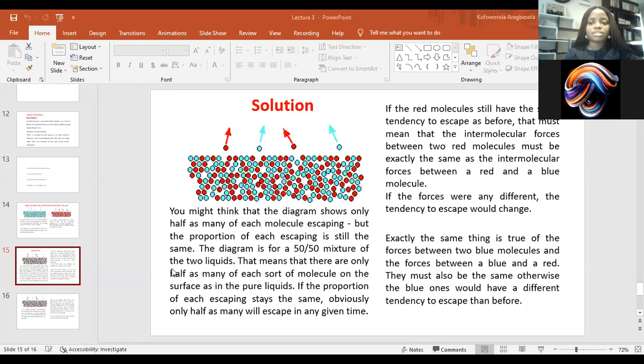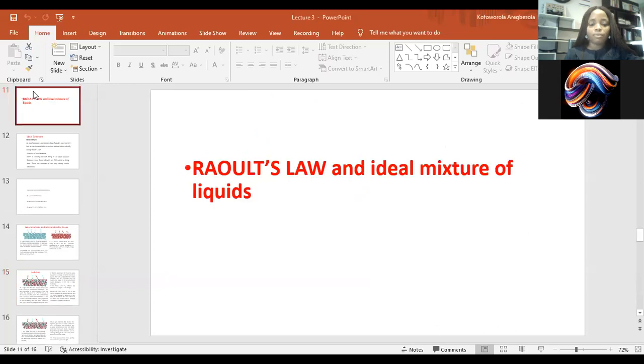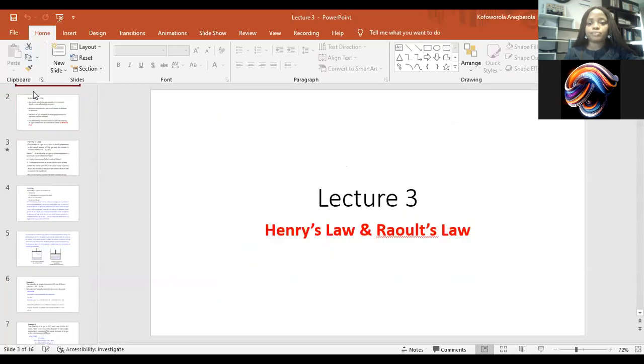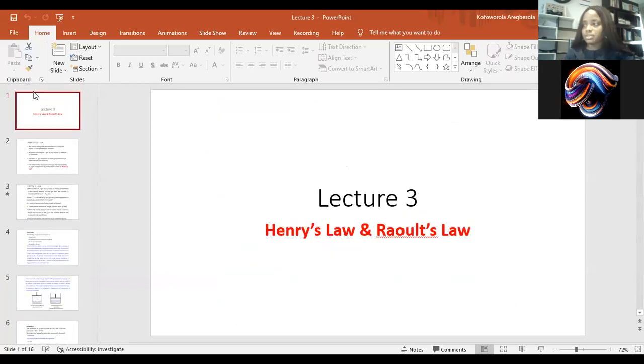This is our third lecture on CHM 121. Today we'll be talking about Henry's Law and Raoult's Law. Remember that we started with solutions and solubility, and we talked about the solubility of gas in liquid.